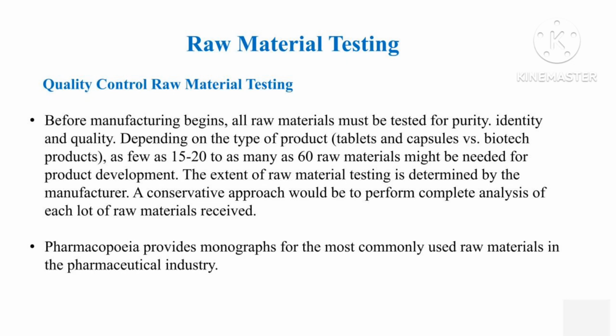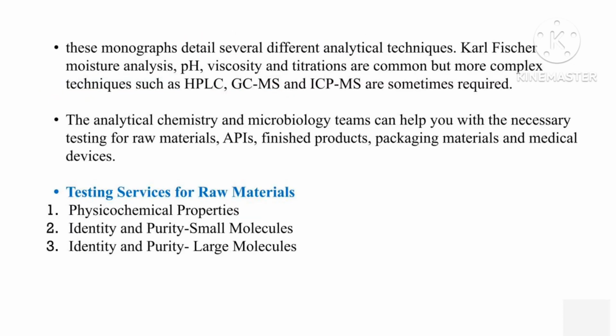Pharmacopoeia provides monographs for the most commonly used raw materials in the pharmaceutical industry. These monographs detail several different analytical techniques. Karl Fischer moisture analysis, pH, viscosity, and titrations are the common ones, but more complex techniques such as HPLC, GC-MS, and ICP-MS are sometimes required.